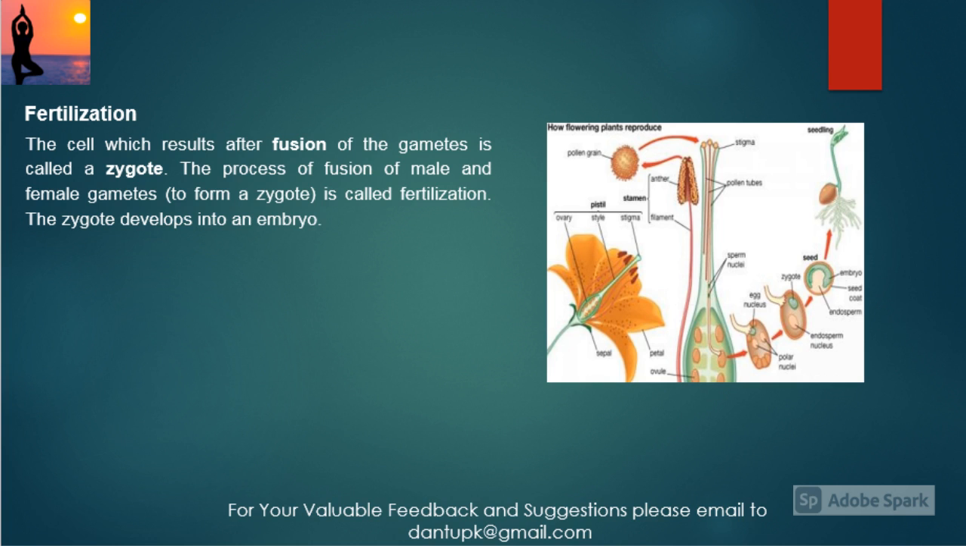Fruits and seeds formation. After fertilization, the ovary grows into a fruit and other parts of the flower fall off. The fruit is the ripened ovary. The seeds develop from the ovules. The seed contains an embryo enclosed in a protective seed coat. Some fruits are fleshy and juicy, such as mango, apple, and orange. Some fruits are hard like almonds and walnuts.